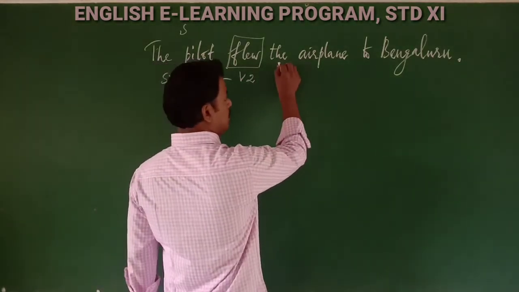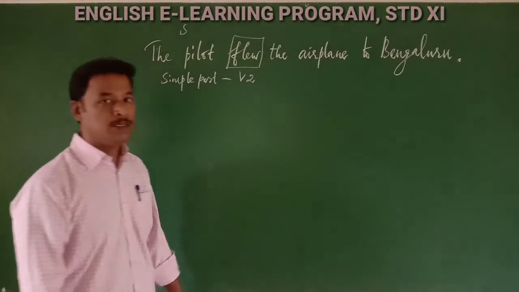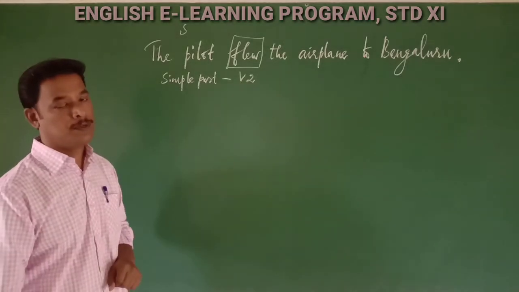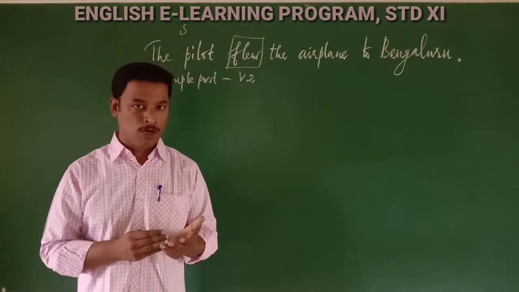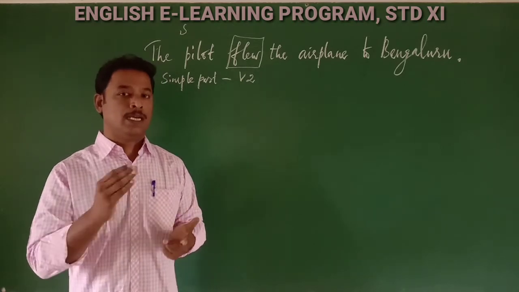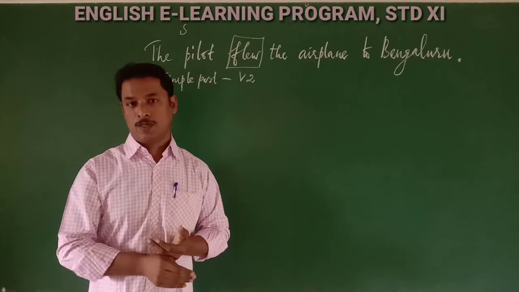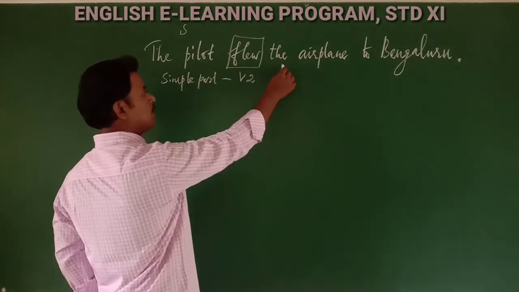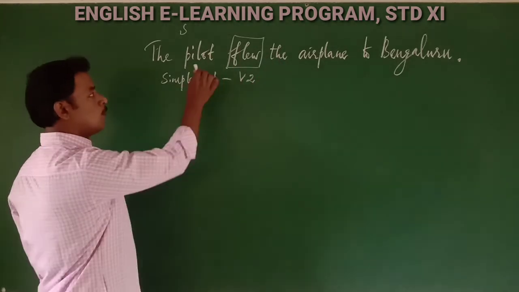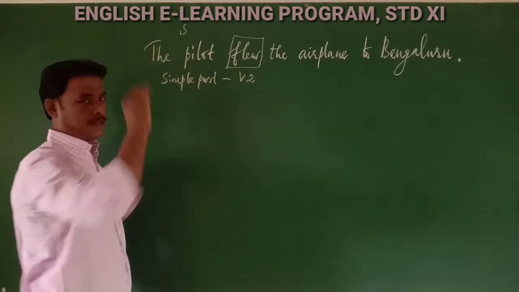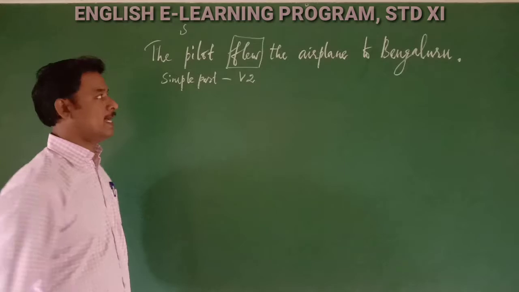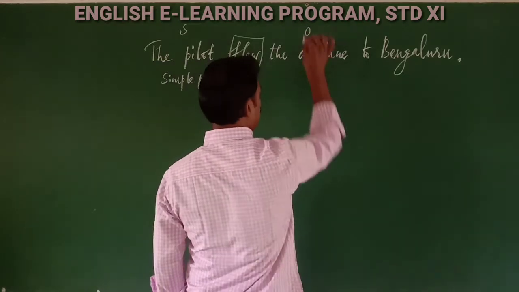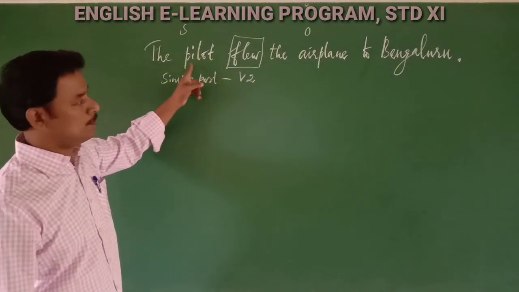Then look at the next word, the airplane. The term the airplane is the answer for the question what. If you have the answers for the questions what or who, the answers are called objects. They are the objects of that subject. If you raise the question, what did the pilot fly? The answer is the pilot flew the airplane. So it is the object of the subject, the pilot.